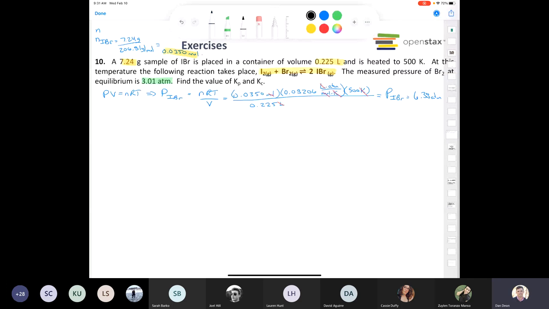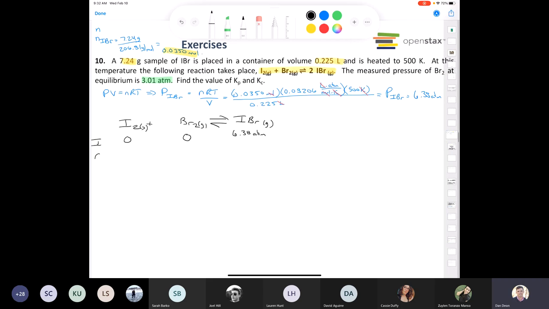Now we can start plugging in some numbers into our ICE table. So let's rewrite the equation. We have iodine plus Br2 in equilibrium with our IBR. Everything is in the gas phase, the iodine, the bromine, and the IBR. Initially, what do we start with? We don't have any iodine, we don't have any bromine, but we've got 6.38 atmospheres of IBR.